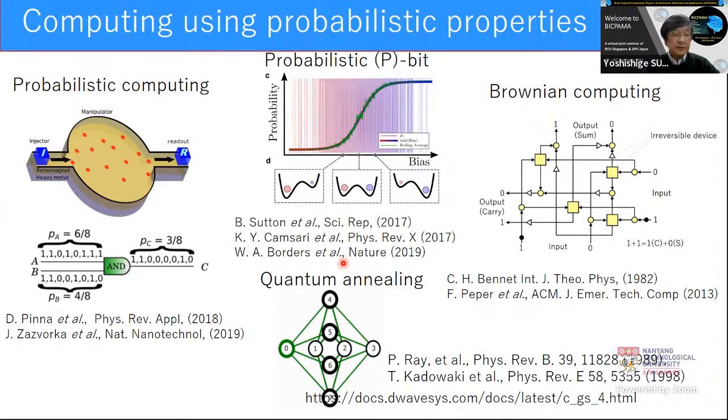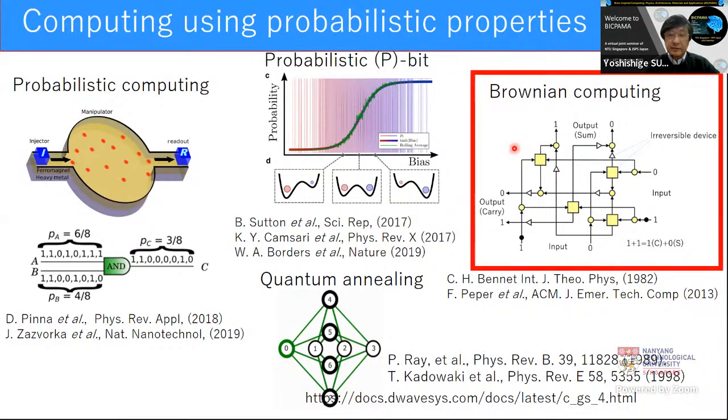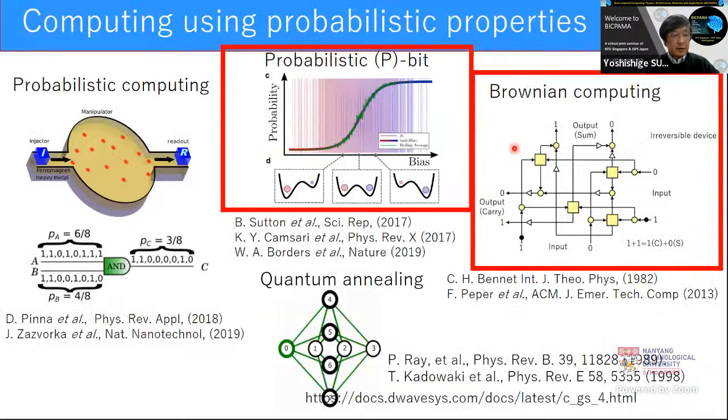The final one is Brownian computing. This method uses fluctuation of the thermal equilibrium to facilitate the calculation. In this talk, I will talk about application of the magnetic skyrmion to those two types of computations, p-bit and Brownian computing.